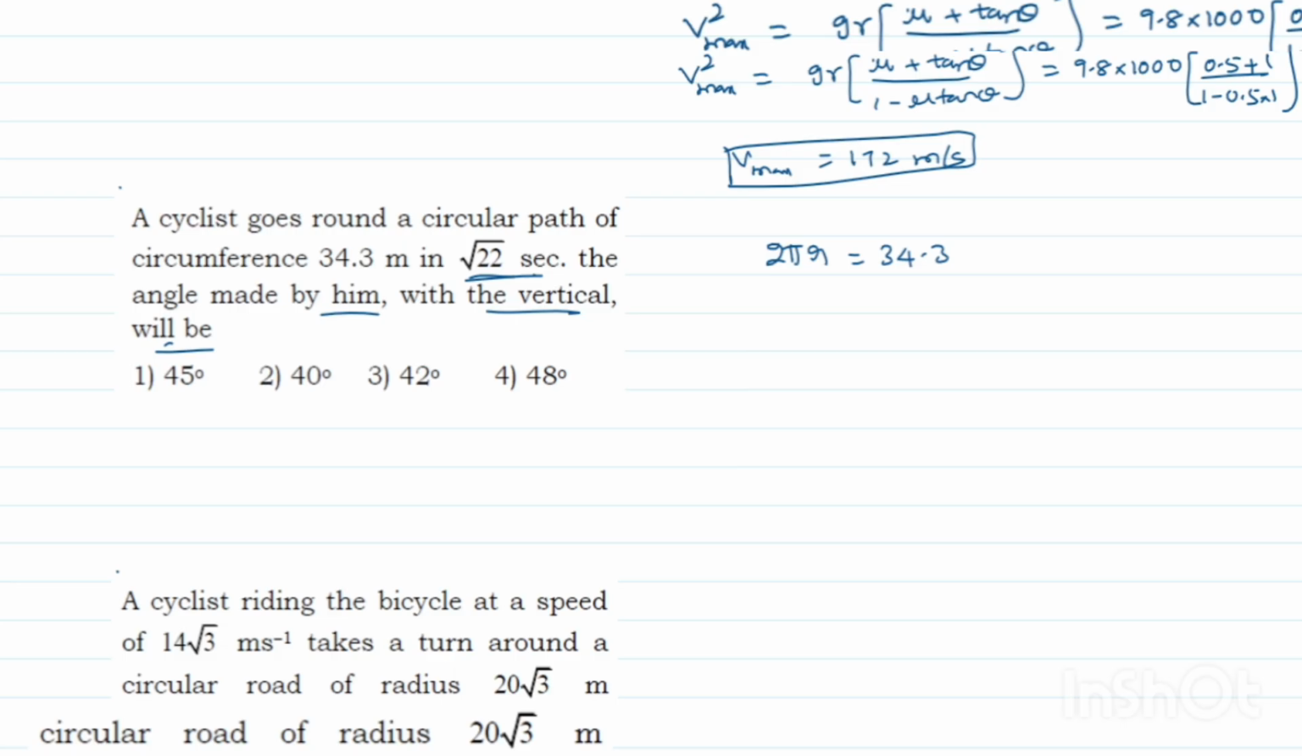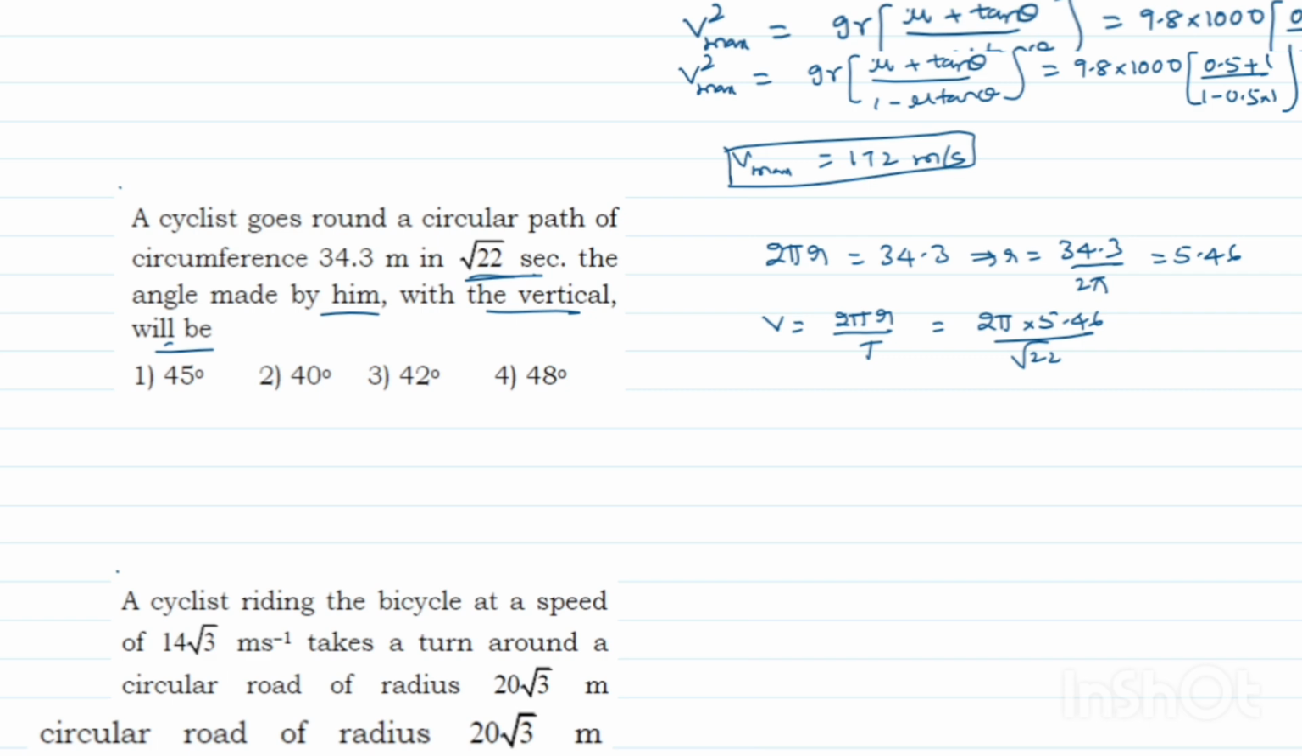In the previous questions also we have seen the theta value for the cyclist. Now let us calculate the r value: r equals 34.3 by 2 pi, and when you simplify this you get nearly 5.46. Now the speed in a circular path is v equals distance by time. The time taken to complete one rotation is called the time period. So v equals 2 pi into the radius we already calculated, 5.46, by root 22, which you have to substitute.